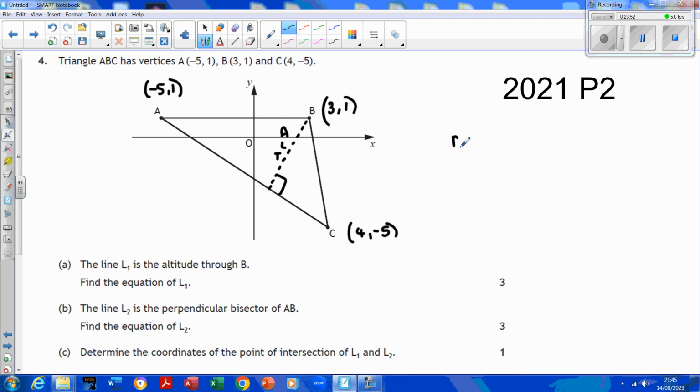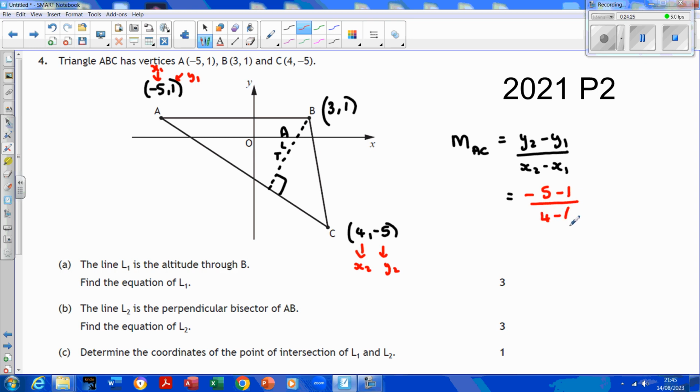So we start off with the gradient of AC. We know the 2 points, so it's y2 minus y1 divided by x2 minus x1. So we'll label the points. That would be x1, that will be y1, that will be x2, and that will be y2. So y2 minus y1 is -5, take away 1, divided by x2 minus x1, which is 4 minus -5. So when I work that out, I get -6. Wait a minute.